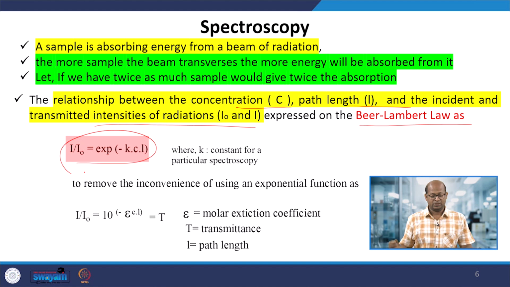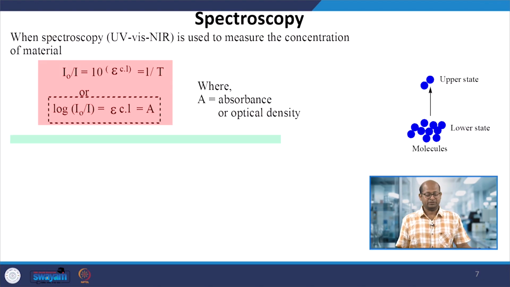Here is the Beer-Lambert law. I by I0, where I0 is the incident radiation, and I is the transmitted radiation that is passing through the molecules. And here is a constant for spectroscopy, c is the concentration and l is the path length. So depending upon the concentration, the molecules absorb, and also depending upon the path length.